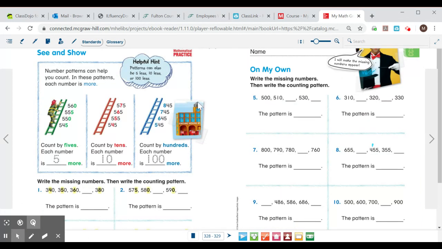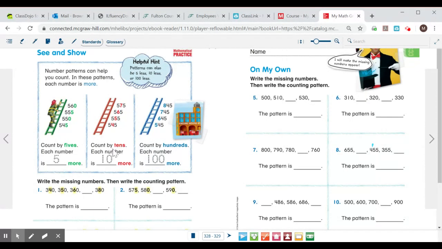All right, now let's look here. It says see and show. Number patterns can help you count. In these patterns, each number is more. So if we look here at the bottom of the ladder, because we always start at the bottom and work our way up, we have 545, 550, 555, 560. And it says count by fives, each number is 5 more. So we see we have that 5 and 0 in our ones place. And our tens place is getting 10 higher as we move up.